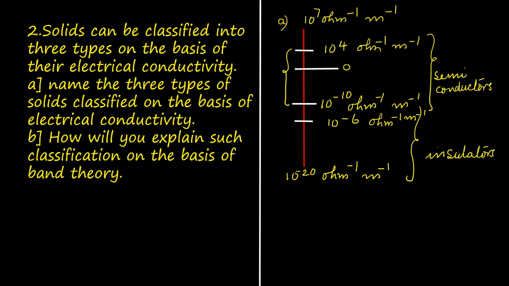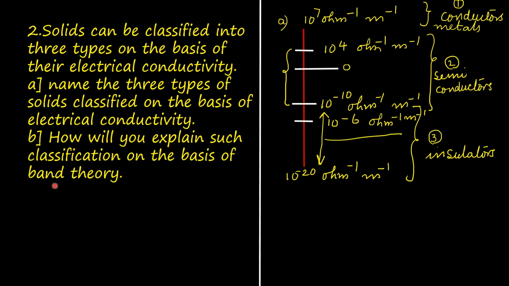They are good conductors. For example, metals have a conductivity of 10^7 per ohm per meter. So, on the basis of electrical conductivity, solids are classified into three types: conductors, semiconductors and insulators. Section B. We have to use band theory in order to explain these three types of solids.